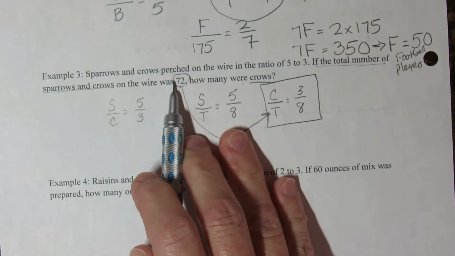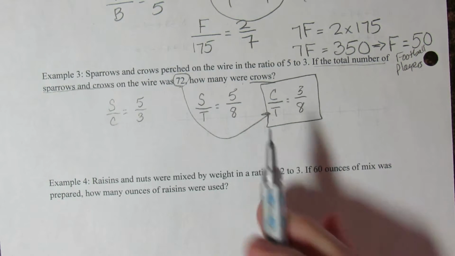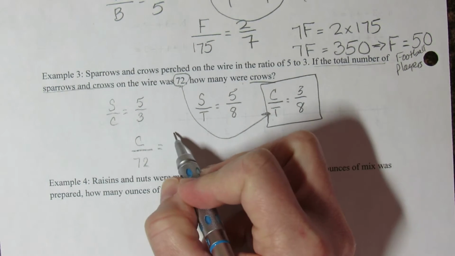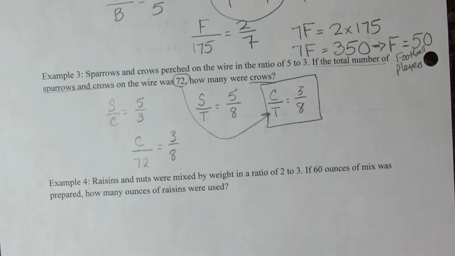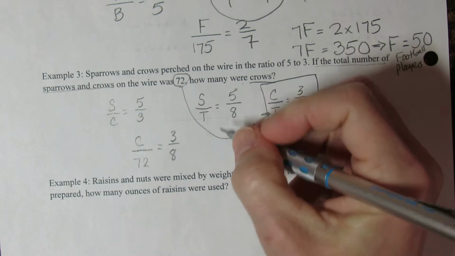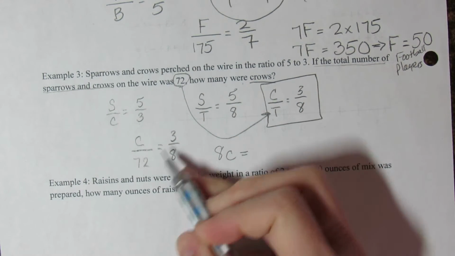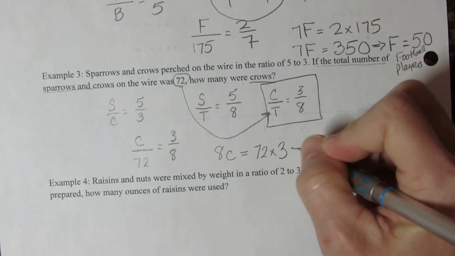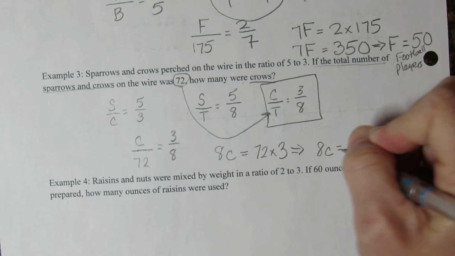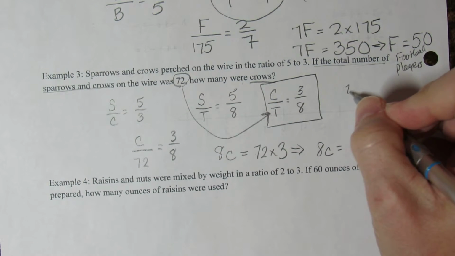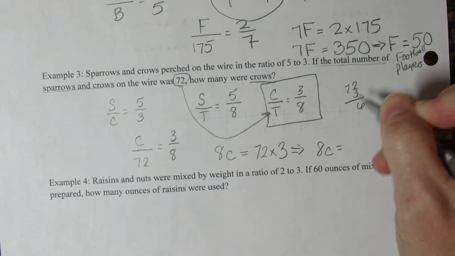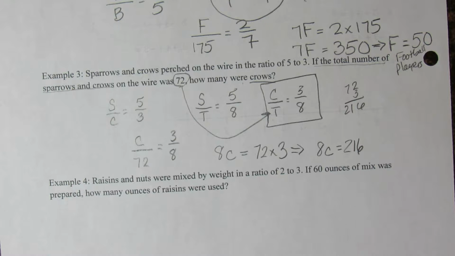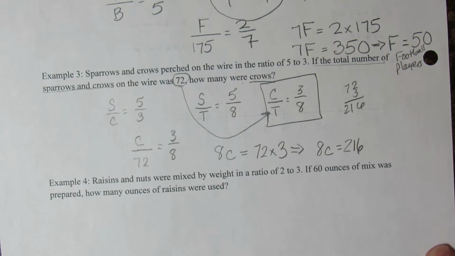I'm going to take this ratio and fill in 72 where I see a T. So C over 72 equals 3 over 8. Then I'm going to cross multiply. 8 times C is equal to 72 times 3. So 8C is equal to 72 times 3, which is 216. And then to find C, I'm going to have to divide 216 by 8.